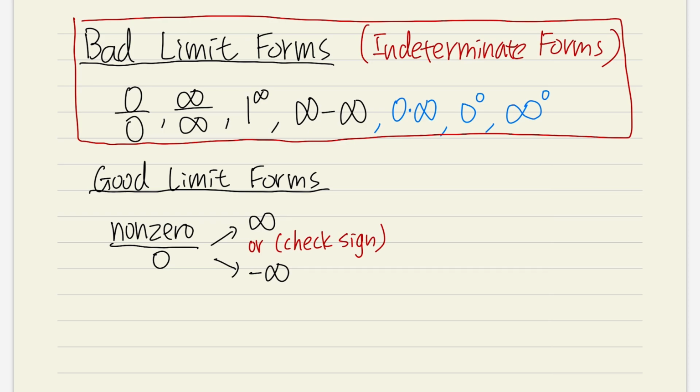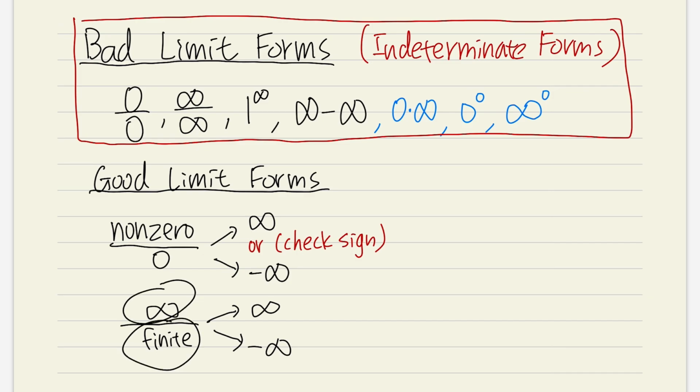Let me also give you guys another one, similar flavor. Let's take a look at infinity over infinity. This was a bad limit form. But if you have infinity on the top over a finite number, which is non-infinity, you also get to draw a conclusion. Either you get infinity or negative infinity. It really depends on the sign. If this is positive divided by negative, then you get a negative infinity. So again, you check the sign. It's either or, never both.